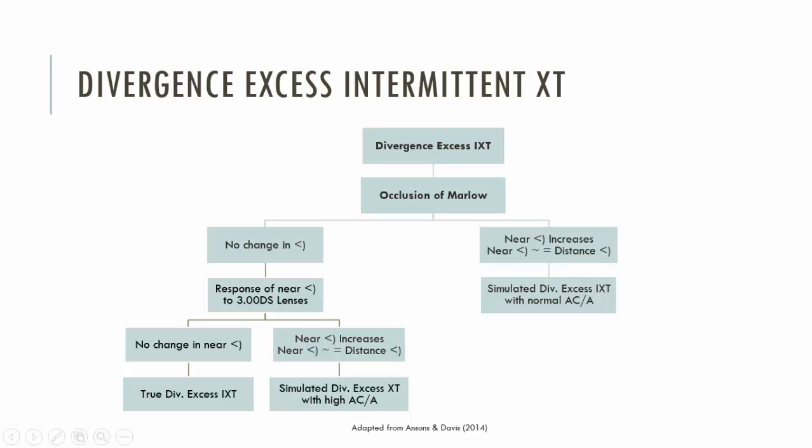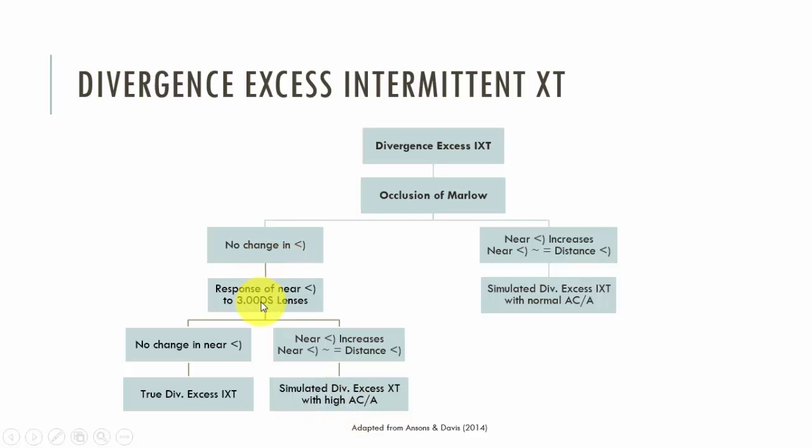On the other hand, we have no change in the angle of deviation at near with occlusion of Marlowe, in which case what we now want to see is what happens to the deviation with 3 diopter lenses. Let's assume we've put +3 diopters at near. Now, if the deviation increases at near, generally we're going to find a high ACA ratio. So without the lenses it'll be smaller, then we'll see a significant increase with the lenses, in which case the patient will ultimately be diagnosed with a simulated divergence excess XT with high ACA ratio.